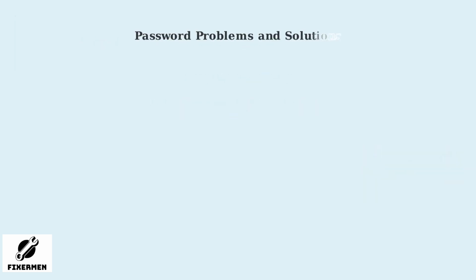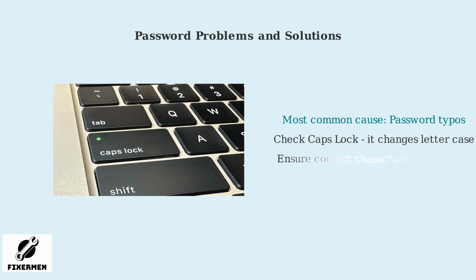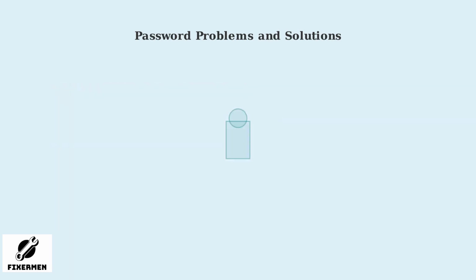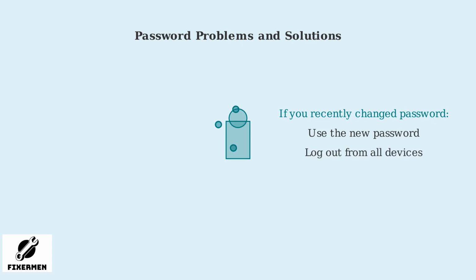The most frequent cause of Venmo error 1003 is a simple typo in your password. Double-check that caps lock is off, as it changes letter case and can prevent login. Also ensure you're using the correct characters, numbers, and symbols exactly as entered. If you've recently changed your password, make sure you're using the new one. Old sessions on other devices might still be active, causing authentication to fail until you log out from all devices.